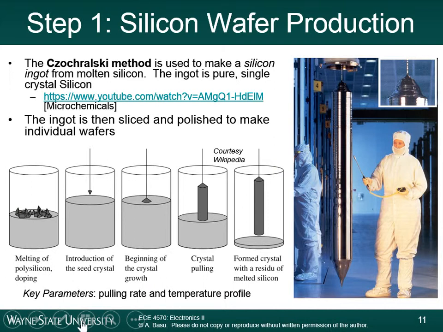Polysilicon is melted into this pot, and then you put in a seed crystal. Now, in order for you to create crystalline silicon, you actually have to start off with a small amount of crystalline silicon. It's kind of like a chicken and egg kind of thing. You have to have some crystalline silicon before you can make more of it.